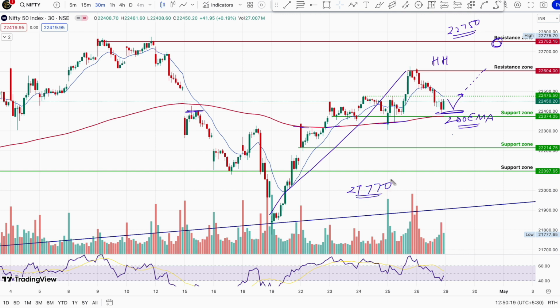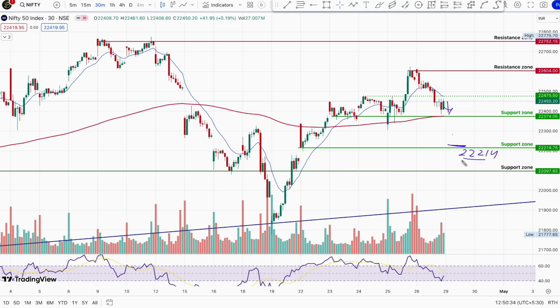But as we already talked about, after this huge momentum from 21,770, there has not been any correction or profit booking. So I am expecting there can be some profit booking here, and the market might come to the downside and touch the 22,214 levels.